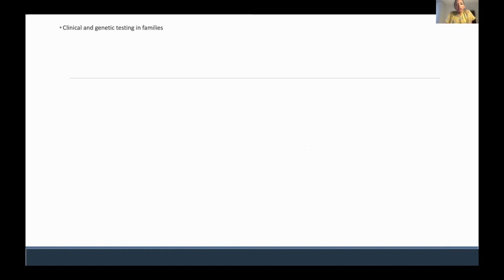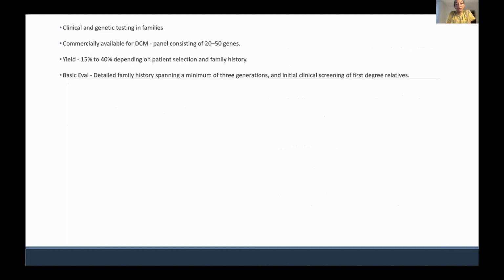So clinical and genetic testing in families is recommended if there is a history. Now there's commercially available genetic testing for DCM. The panel consists of about 20 to 50 genes. The yield is about 15% to 40%, depending on patient selection and family history.